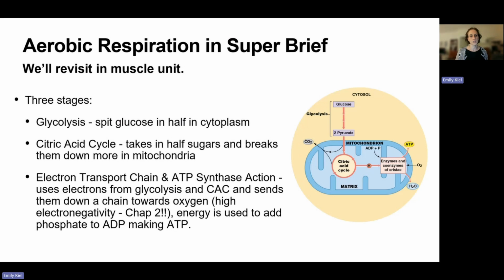So I'd know about the 3 stages. I'd know that the electron transport chain is where most of our ATP is made. The citric acid cycle happens in the mitochondrial matrix, and then the electron transport chain happens in the mitochondrial membrane. So keep track of where those occur as well.